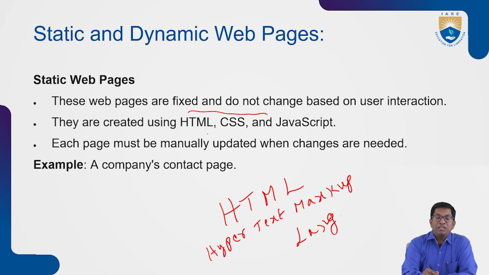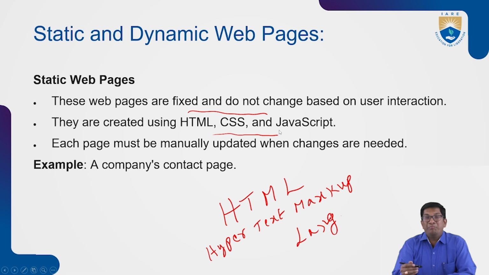They are created using HTML, CSS and JavaScript. So by using front-end tools, we can design the web page by using the technologies HTML, CSS and JavaScript. Hypertext Markup Language, Cascading Style Sheets and JavaScript. Sometimes we can also use JavaScript.